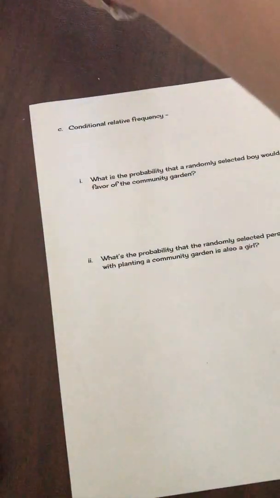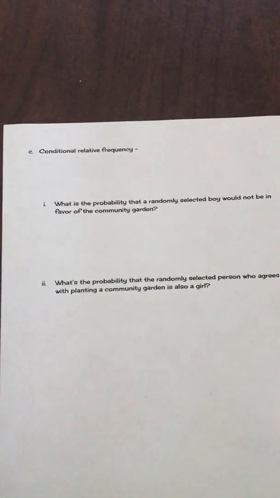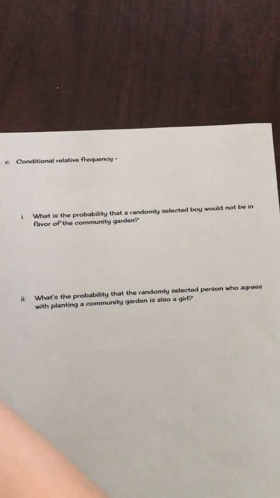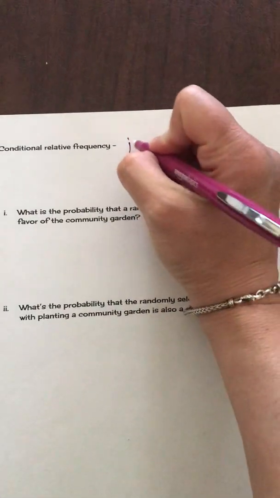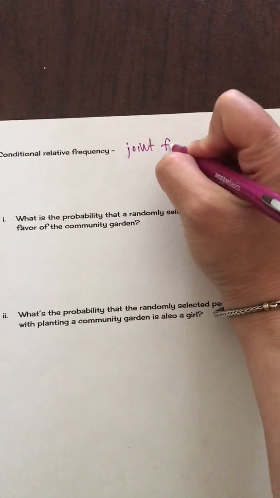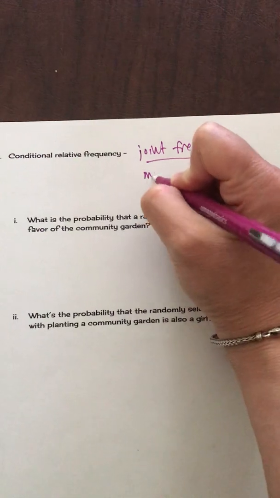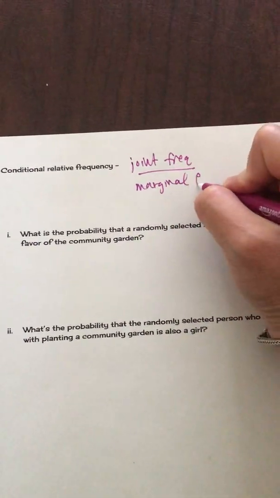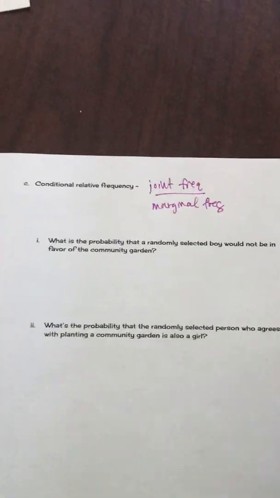All right, conditional relative frequency. What a conditional relative frequency is really just a ratio, so again, just a fraction, of a joint frequency divided by a marginal frequency. So rather than dividing it by the total, I'm going to go back to this page right here.